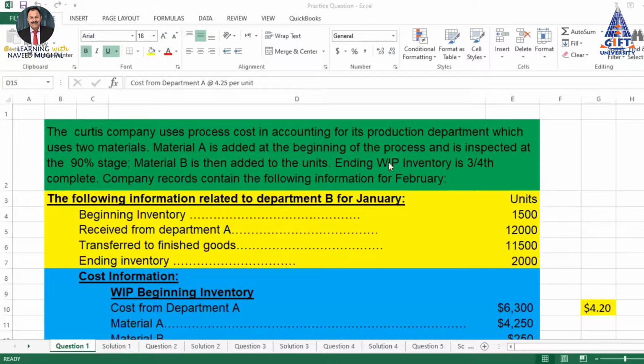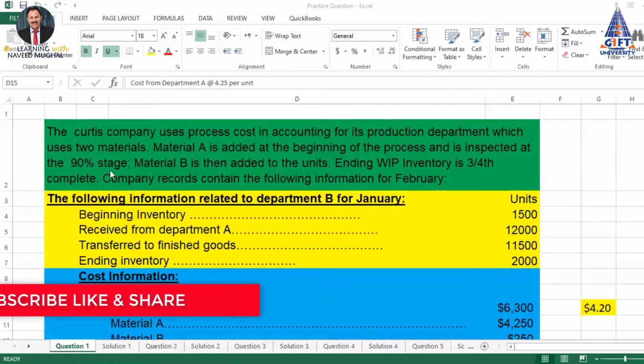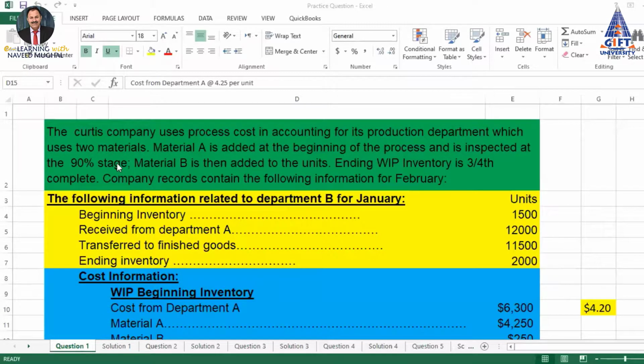Material A is added at the beginning of the process and inspection is made at the 90% stage. Then material B is added. It means material A is added at the start and material B is added when the units are 90% complete. Ending work in process inventory is 3/4 completed. It means the ending work in process is 2000 units, 3/4 completed, meaning 75% completed.